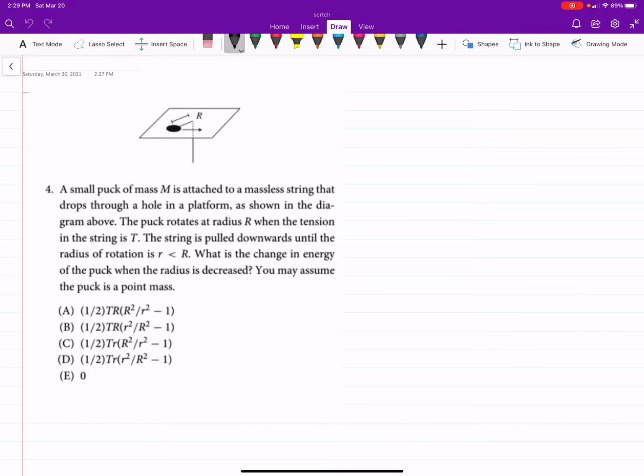Okay, so this is another problem I'm doing out of Conquering the Physics GRE. Just trying to do more of these to get more practice and get better.